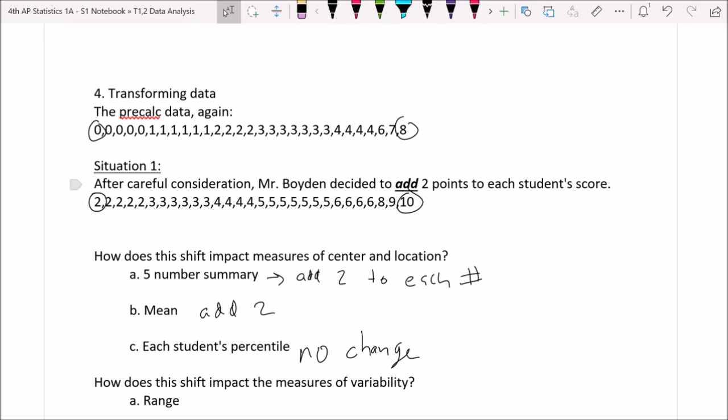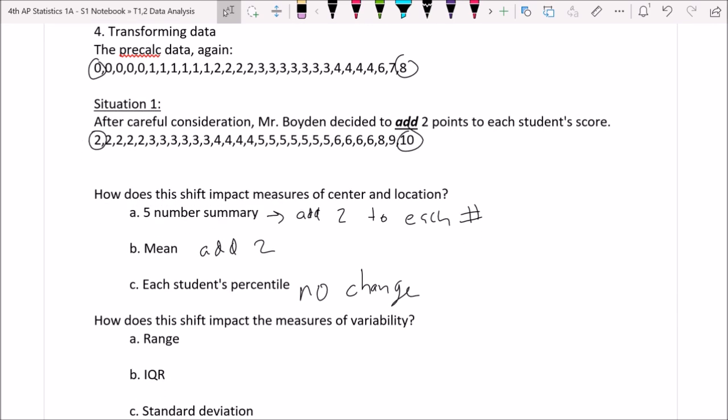What about the measures of variability, sometimes called the measures of spread? How about the range? The range before was 8 minus 0, so it was 8. What about now? With the change, it's now 10 minus 2, and so that is 8 still. It didn't change at all. And if you look here, the data didn't change how spread out they were. They're not more condensed or more spread out. They're just different. They all shifted together in one block.